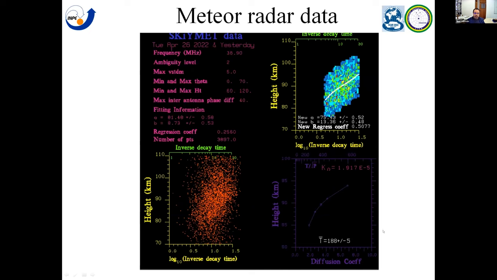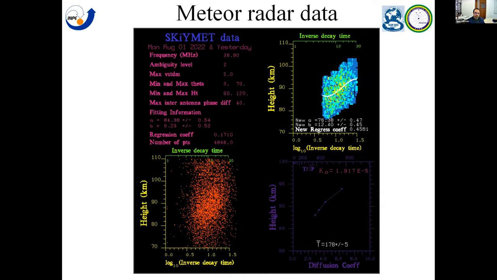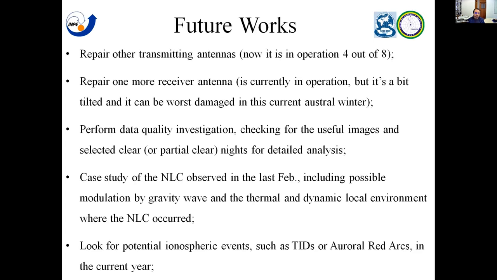The system can also obtain the average temperature in the mesosphere region, the upper mesosphere region. This is another day of observation, yesterday. So the future work is the repairing of the transmitting antennas. There are 8 transmitting antennas, and only 4 are operating at this time, and the receiving one also needs to be repaired.